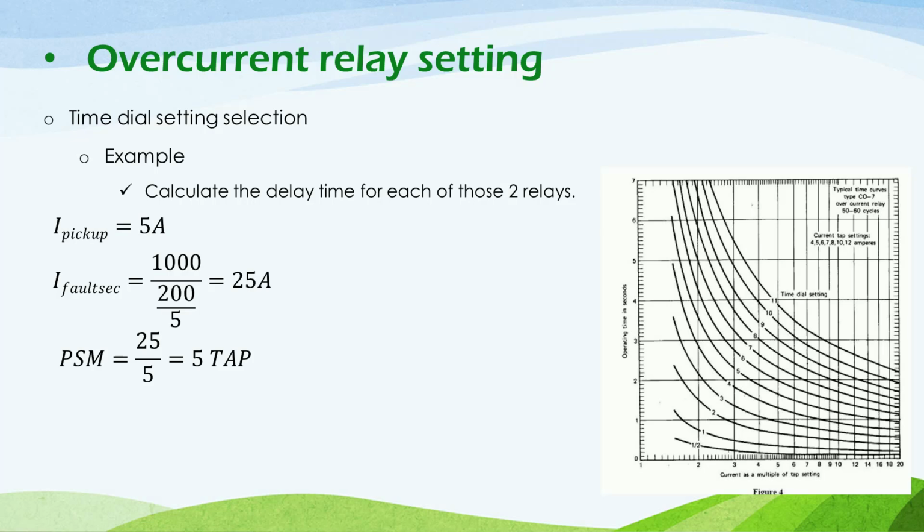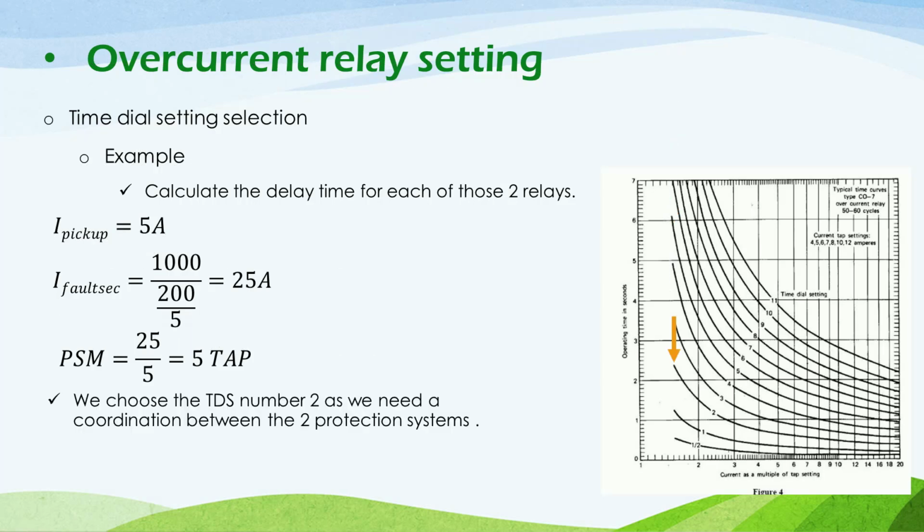And after detecting the plug multiplier setting, we need now to calculate the time dial setting that makes a difference between the first relay time and the second relay delay time. And for that we can use curve number 2 for the second relay, which is that one. And after that we go up from the x-axis at the plug multiplier setting of 5, and we intersect with curve number 2 at that point. And then we detect the corresponding time to be about 0.7 seconds.